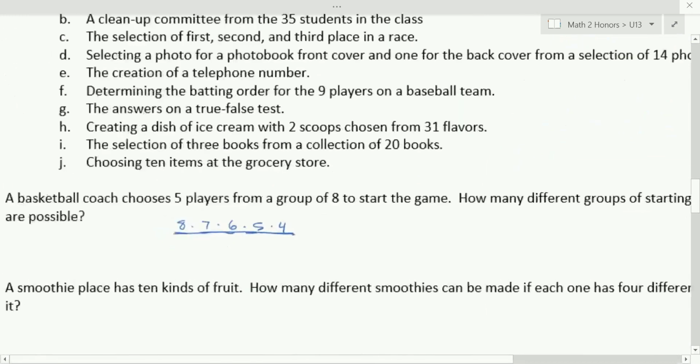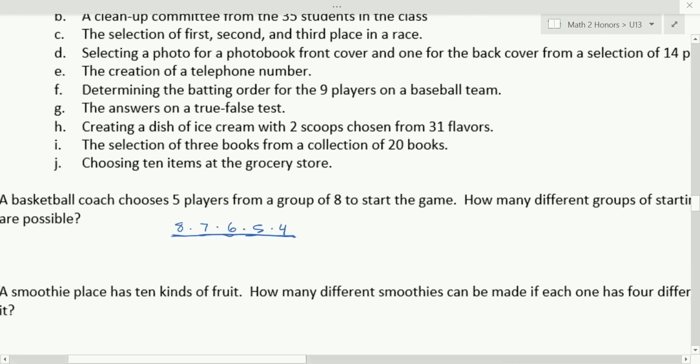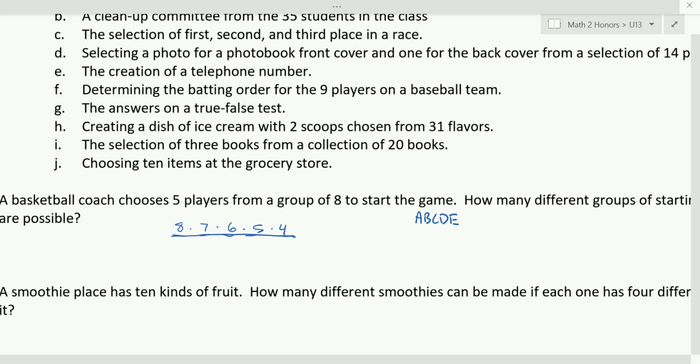Right? So say the group was A, B, C, D, E. There's 5 letters. Those are the 5 people that we chose. Well, that's the same group as E, D, C, B, A. And how many different ways can I arrange these 5? The 5 that I chose. 5 times 4 times 3 times 2 times 1 ways.